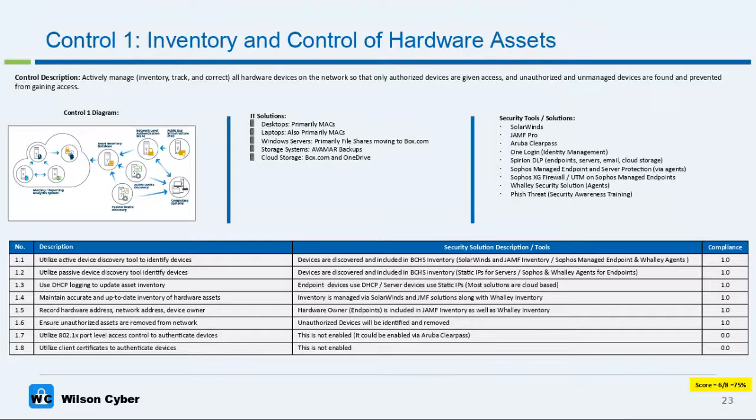Now, those are all of the 6 areas that are 100% compliant. The other 2 are not enabled. They could do this, but they haven't. This gets them to their overall score of 75, which was their score for control number 1.